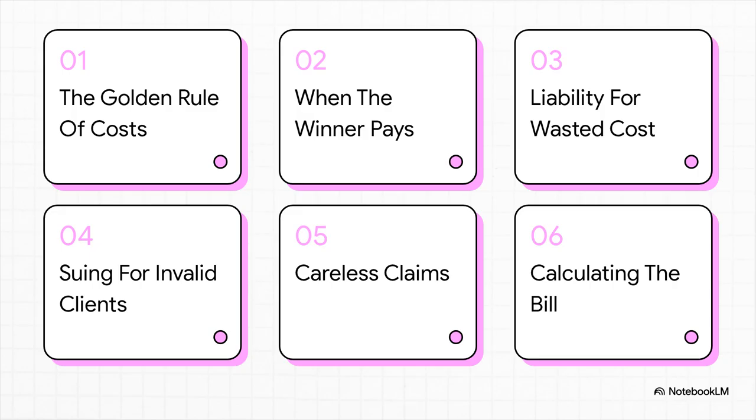So here's our roadmap for today. 1. The golden rule of costs. 2. When the winner pays. 3. Liability for wasted legal costs. 4. Suing for invalid clients. 5. Unmaintainable and careless claims. And finally, 6. Calculating the final bill.